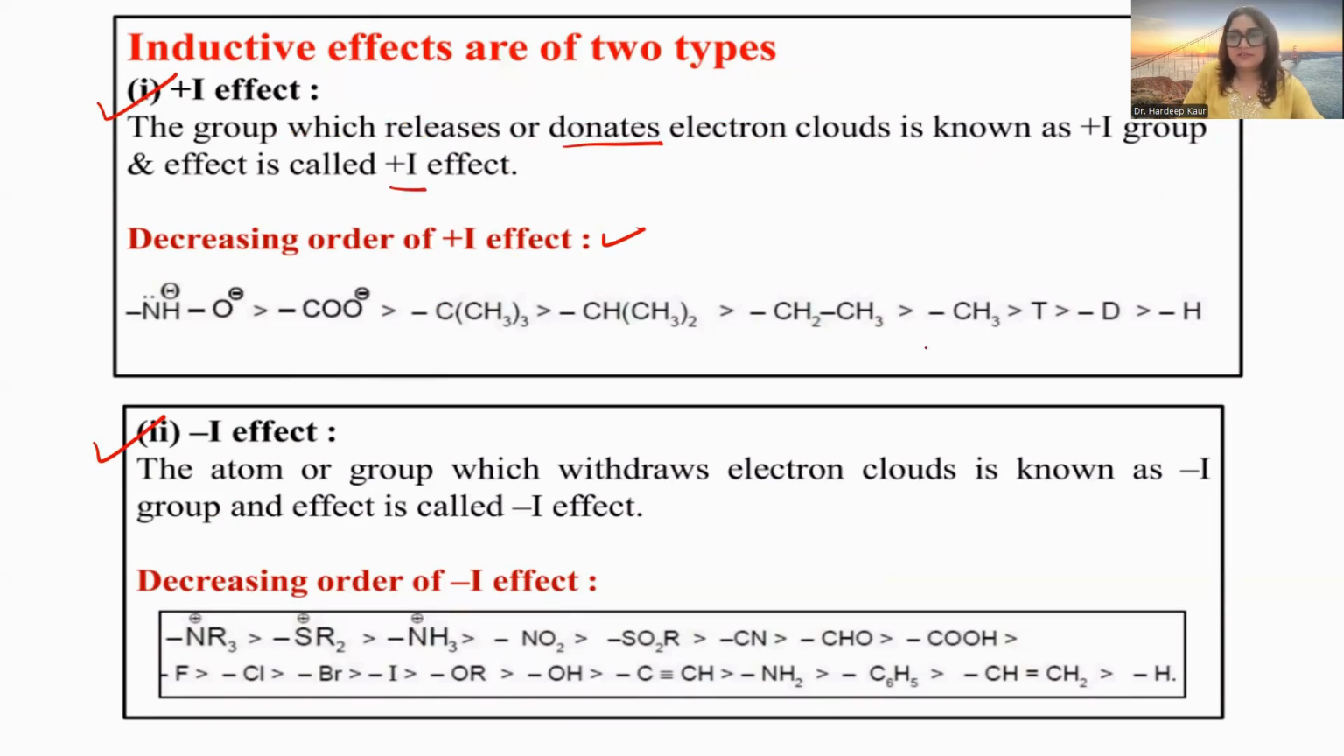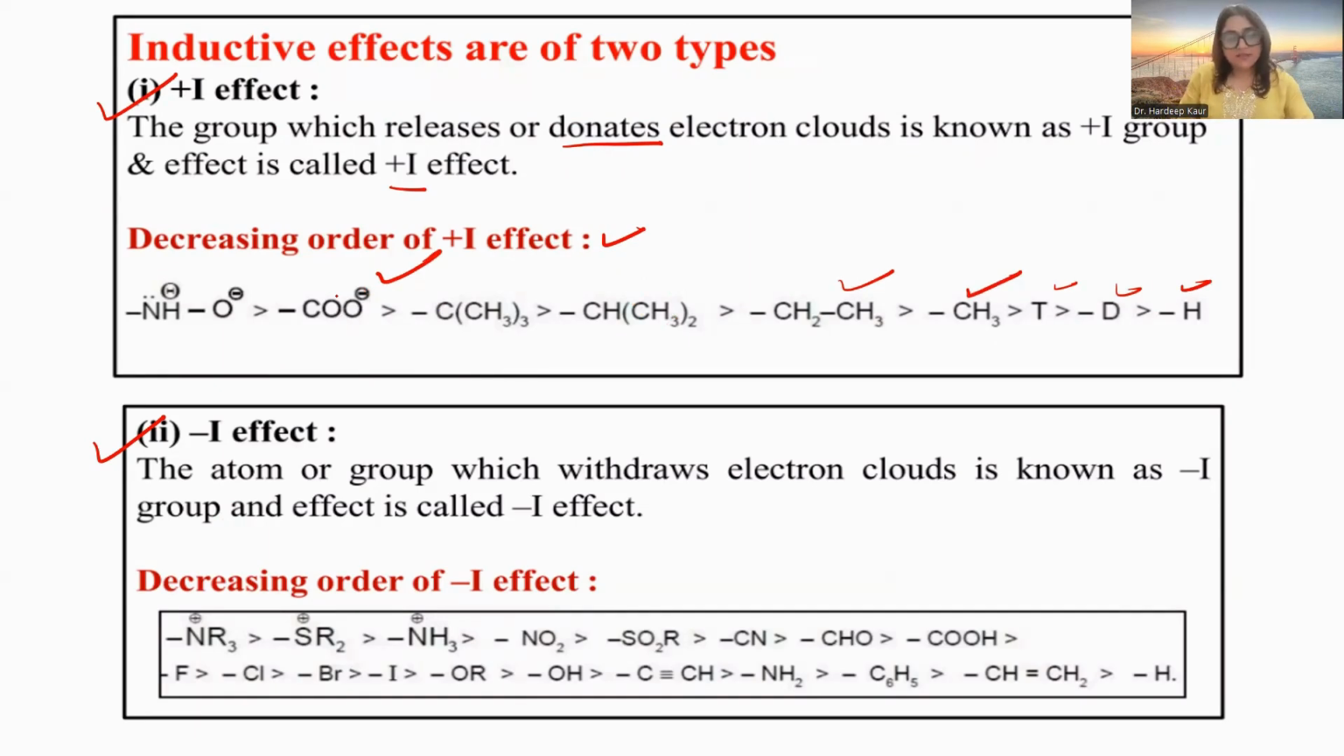And this is a series that you can see. Hydrogen, deuterium, tritium, and methyl, ethyl, like this. The methyl groups are electron donating groups. The more groups attached, or the compound which has electrons that it can donate, you can simply say they are electron donating groups, and they produce plus I effect.